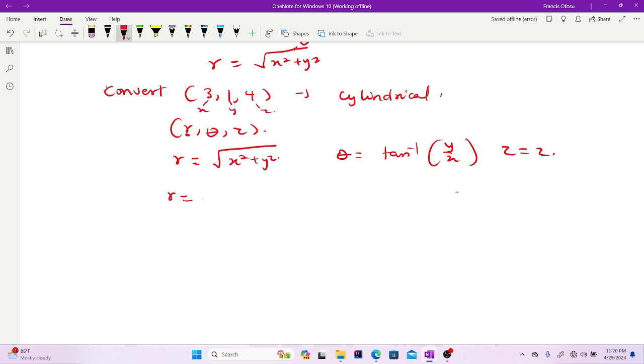So my r is simply equal to square root of x squared, which is 3 squared, plus my y, 1 squared. And this is giving me square root of what? 10. 9 plus 1, 10. My theta is equal to tan inverse of 1 out of 3, right? Then z is equal to z, which is 4. It doesn't change.